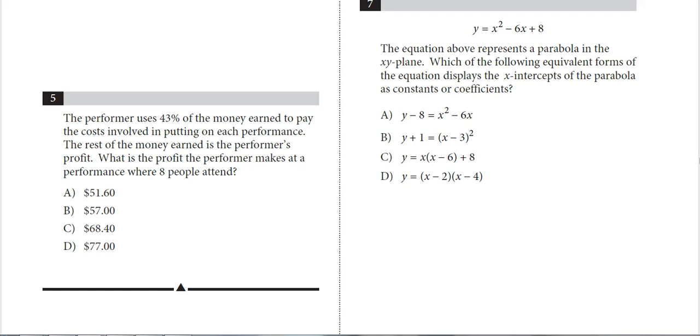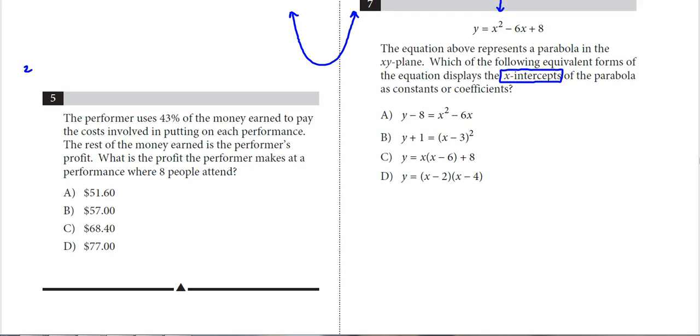Number 7 looks like we have a quadratic. I know it's a quadratic because I see an x squared term here. So it says the equation above represents a parabola. Remember, a parabola is just a bowl going up or down. Which of the following equivalent forms of the equation displays the x-intercepts?